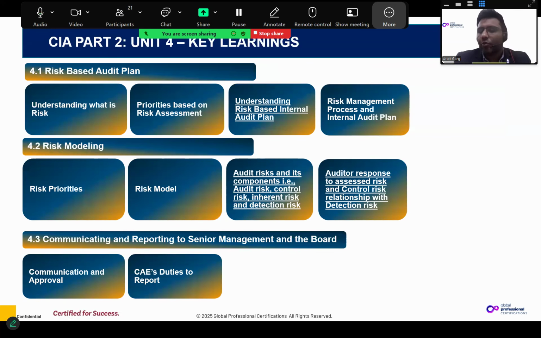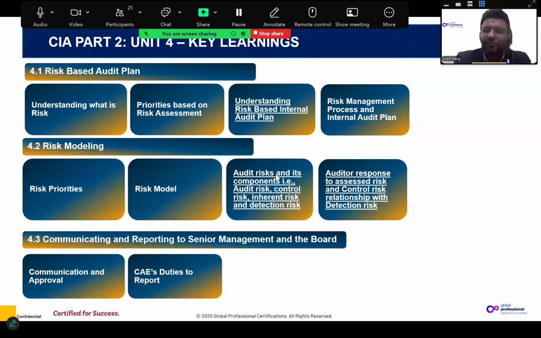In each subunit, we'll talk about the details. When we start with the risk-based audit plan, we are going to touch upon what is risk. We'll talk about priorities based on risk assessment, and we'll also understand what a risk-based audit plan is. Then we'll talk about risk modeling, something like what we have understood in the risk management section in Part 1. How do we prioritize risk on the basis of impact and likelihood? There's something called a heat map. We'll look at that once again, which is also a risk priority and a risk model on similar lines.